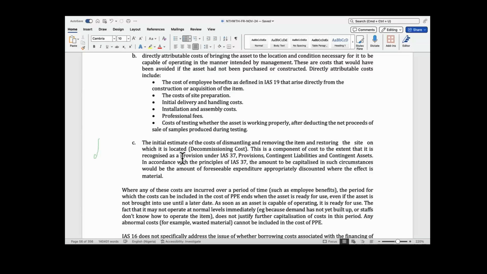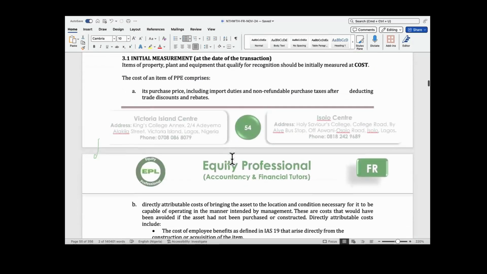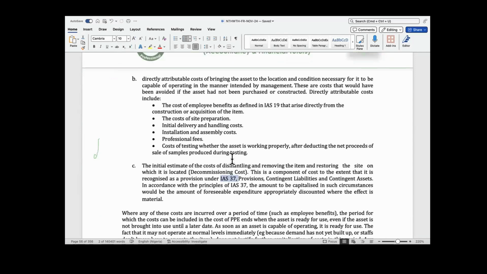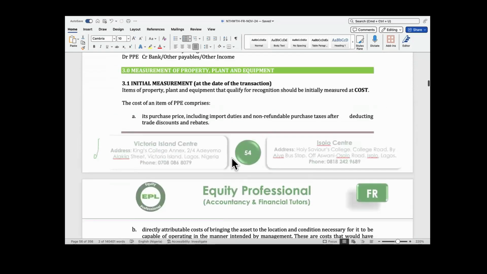But note that as far as this one is concerned, since we are not paying for it now, we will usually credit a provision. When we teach you IAS 37, it's part of what we will teach you because it talks about this decommissioning cost also. By the time you credit provision, the other leg you debit is PPE. Now, what I've taught you today is a potential 7 marks question, between 7 and 8. The last time I asked it, I think around 2 diets ago.